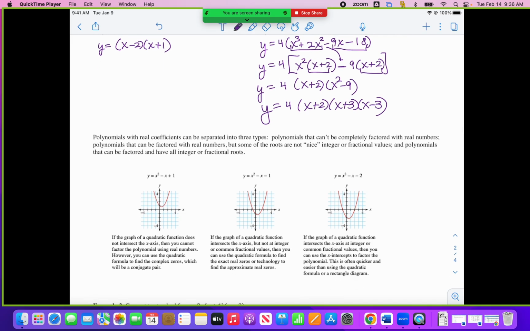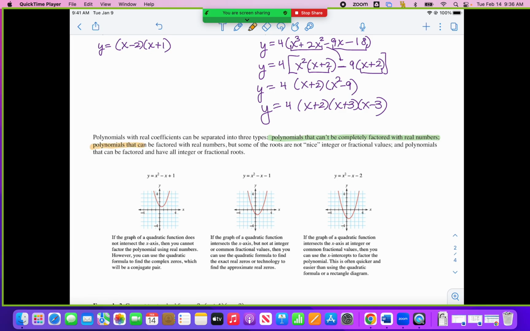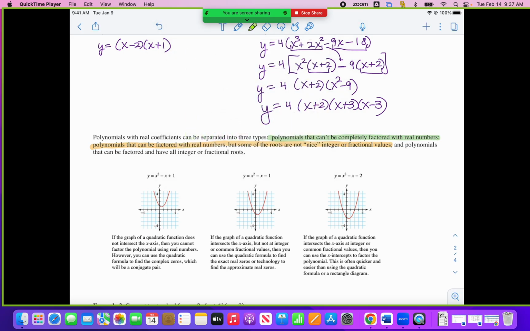All right, polynomials with real coefficients can be separated into 3 types. So let's use our highlighters. Polynomials that can't be completely factored with real numbers. Polynomials that can be factored, but some of the roots are not nice. And polynomials that can be factored the whole distance.